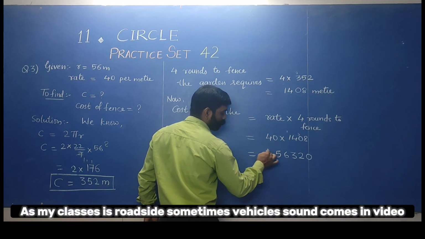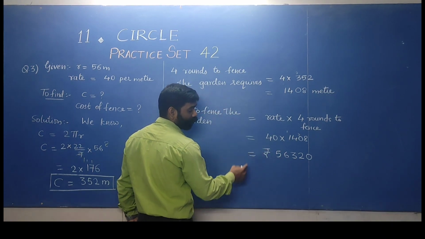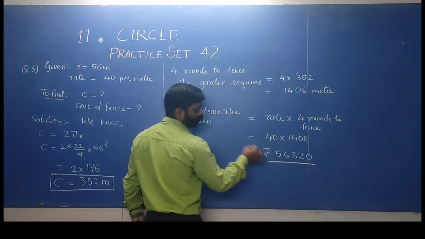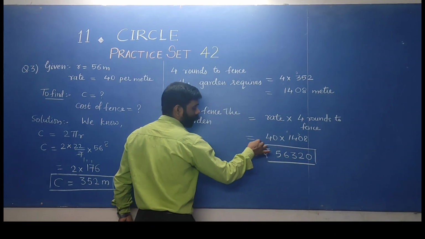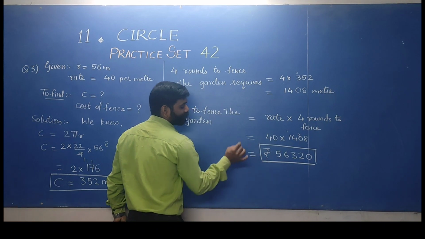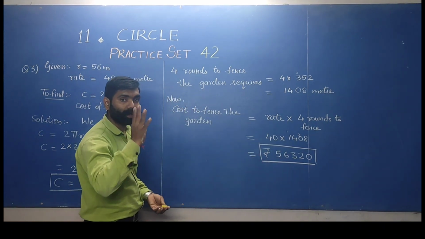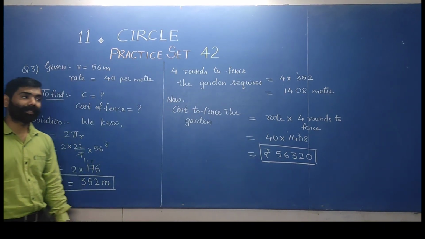So this is the term where we are getting the cost. This is the final cost. Okay students, this is the final cost which we are getting for fencing the garden 4 rounds. Okay, take the screenshot.